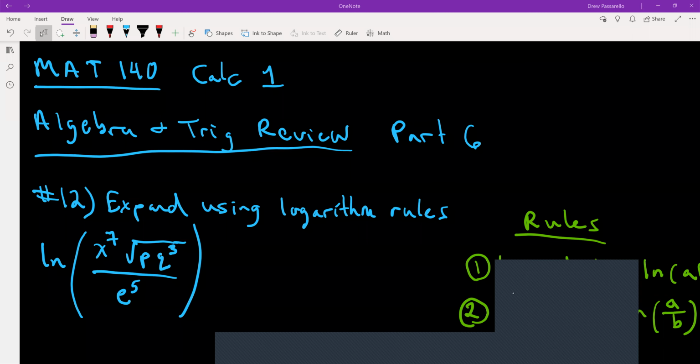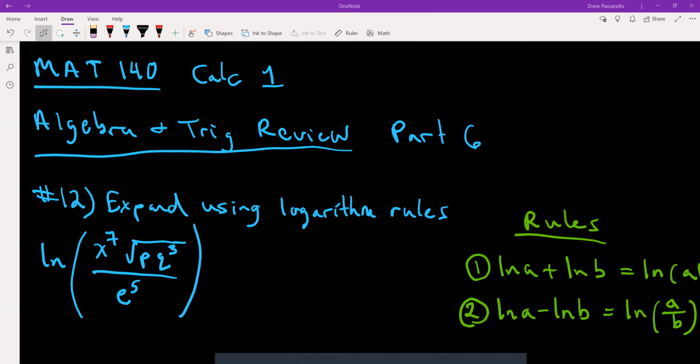All right, so this is the last part to the algebra and trig review. So it's part 6, and this problem, probably 2 problems, are focused on logarithms and exponential functions. Really just logarithm rules and exponential rules. This first problem says expand using logarithm rules.